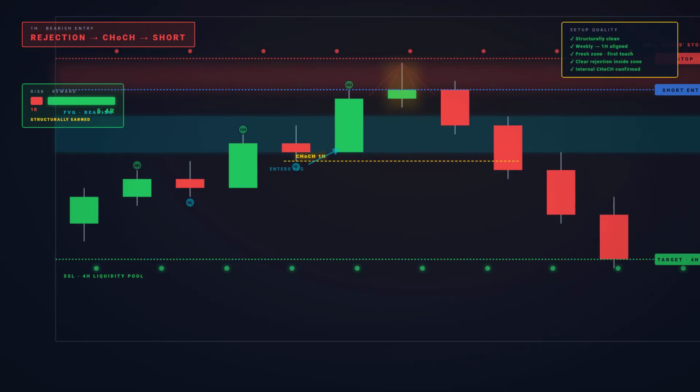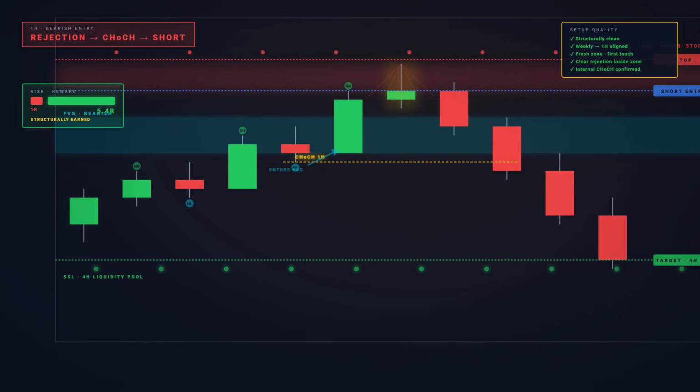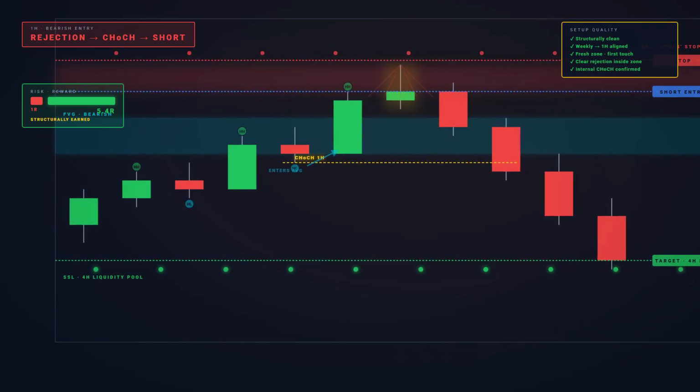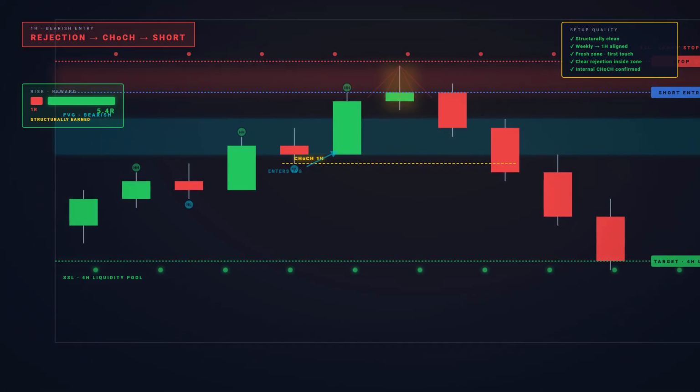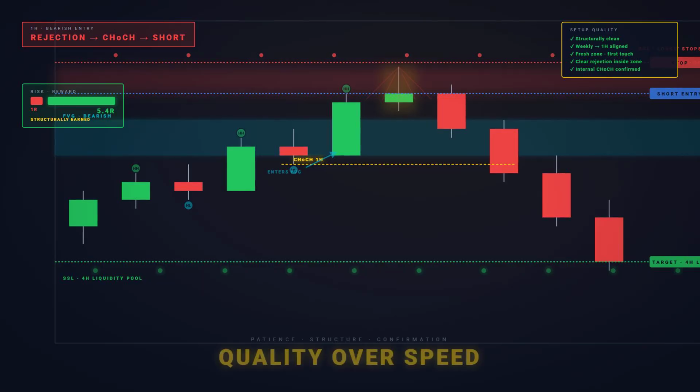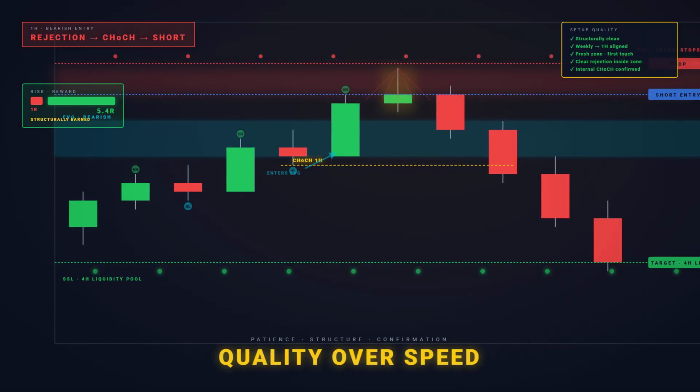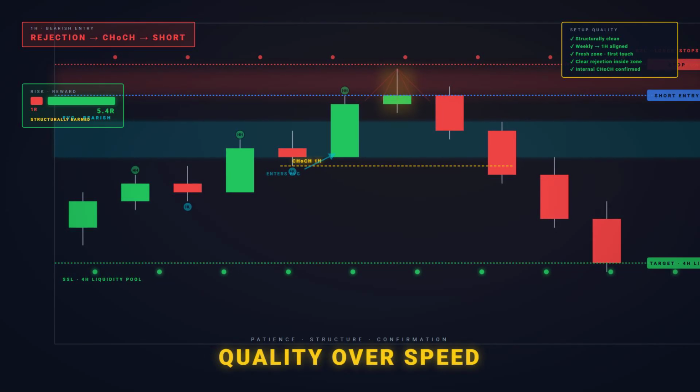The zone was fresh, first touch. The rejection inside the zone was clear. The internal structure shift confirmed the move. Something worth pausing on here is the relationship between patience and setup quality, because it shows up clearly when you watch multiple examples on the same instrument.